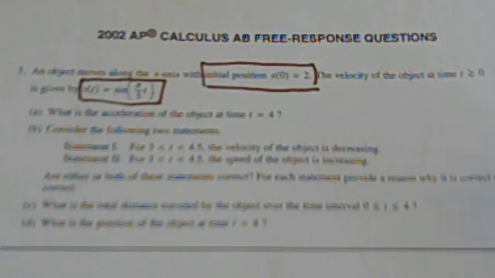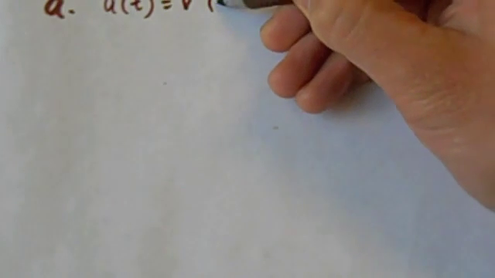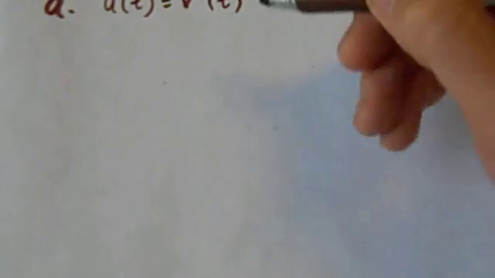The first problem, part A, says, what is the acceleration at time equal to 4? Now, acceleration is just the derivative of the velocity. So I'm going to go ahead and solve that problem. So part A. Part A says I want to find acceleration. So acceleration, A of t, is equal to the velocity derivative v prime of t. Now remember, v is sine pi third t.